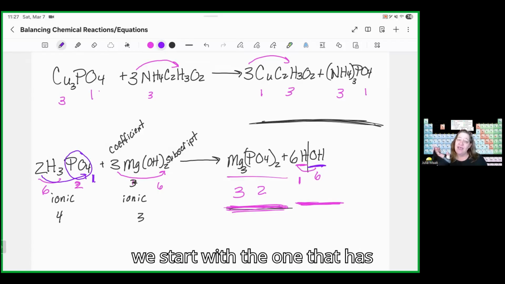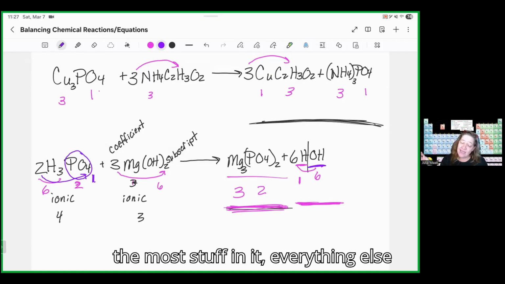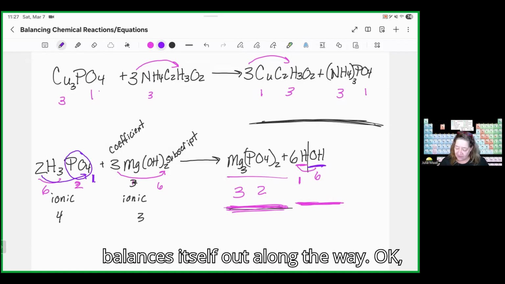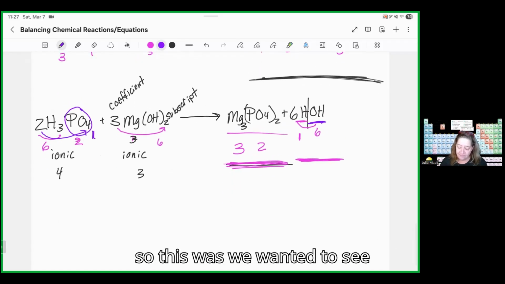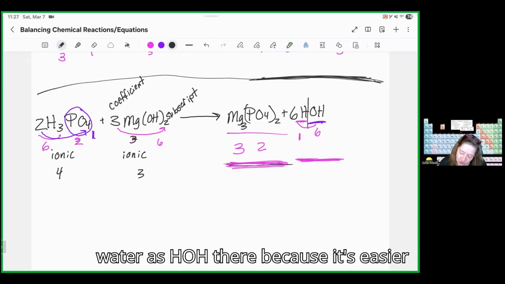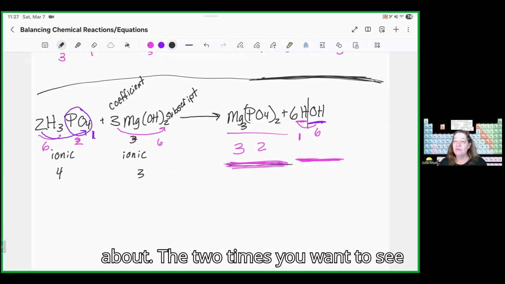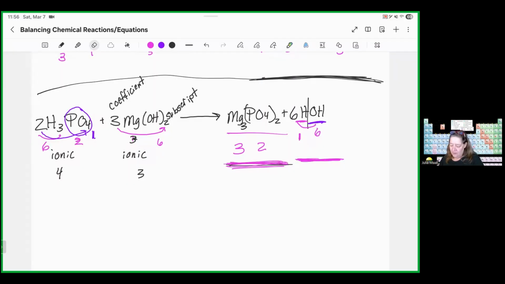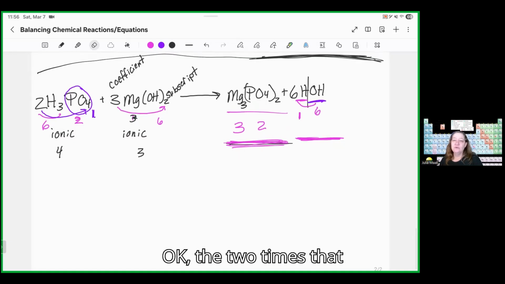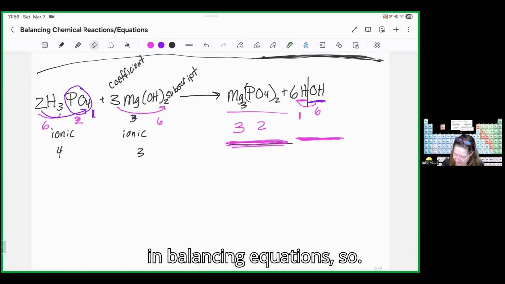When we start with the one that has the most stuff in it, everything else balances itself out along the way. Okay, so we wanted to see water as HOH there because it's easier to balance. So I'm going to talk about the 2 times you want to see water as HOH in balancing equations.